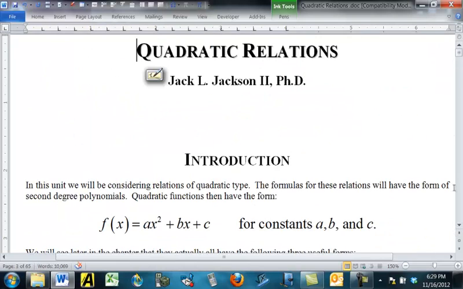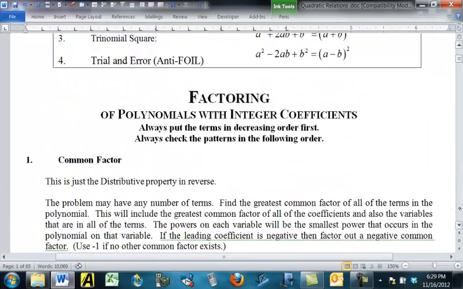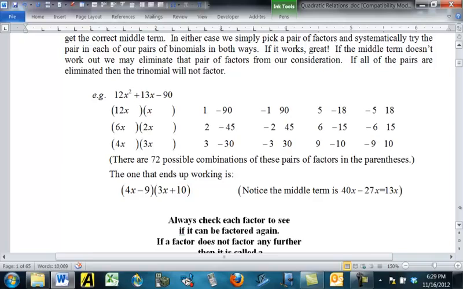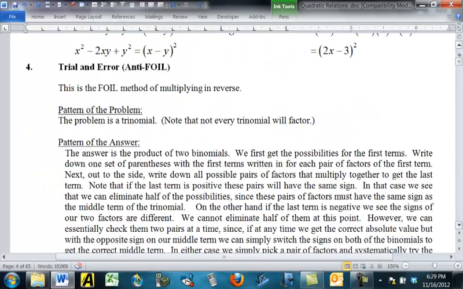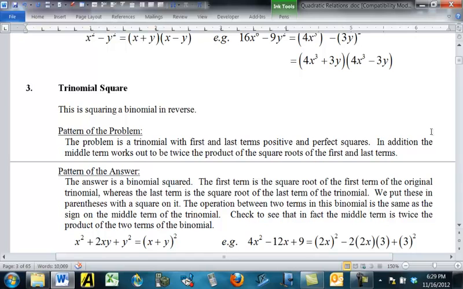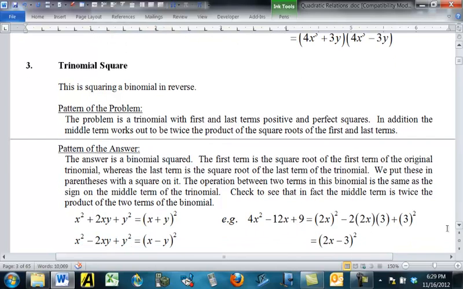A trinomial square is the next pattern. So if it's not a difference of 2 squares, it could be a trinomial square, perhaps. So you check that next. A trinomial square is squaring a binomial in reverse. So the problem is a trinomial with the first and last terms positive and they're perfect squares. In addition, the middle term works out to be twice the product of the square roots of the first and last terms. So basically we want to see if it's something plus or minus something and then the whole binomial squared, which is what the answer would be.